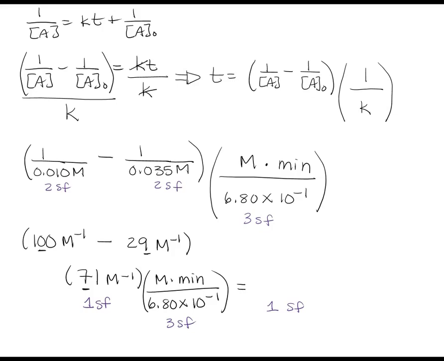Now we want to make sure that the units are working out. We have an inverse molarity and a molarity. They will cancel, and we're left with units of minutes. So doing the math, 71 divided by 6.80 times 10 to the negative 1. By the way, if you rounded that to 70 already, that's okay. It's not going to change the answer that much. I end up with 104, but I only need 1 sig fig. So when I rewrite this, I get 1 times 10 to the 2 minutes.